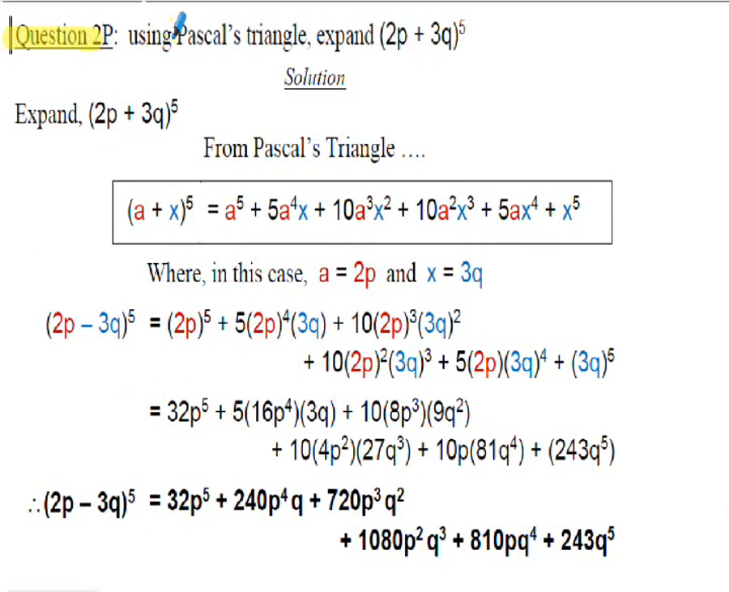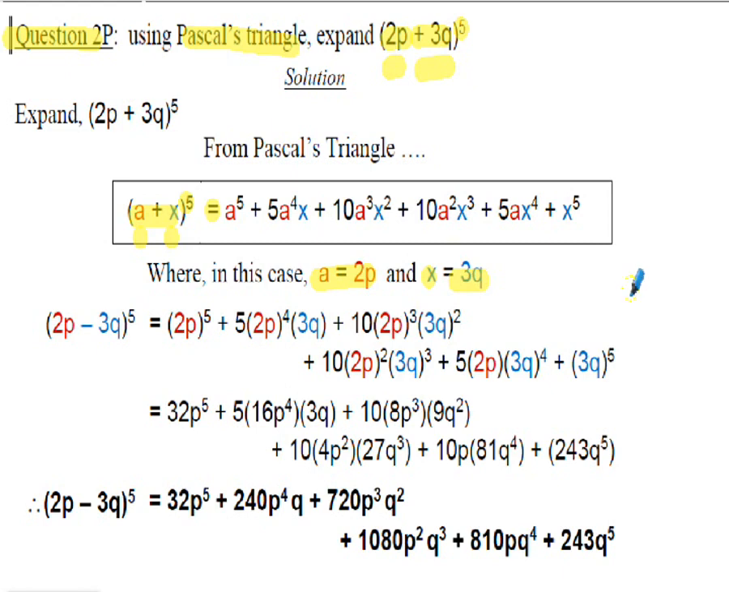Okay, question 2 here, we're going to use Pascal's triangle again to expand 2p plus 3q all raised to the power of 5. We know from previous work that a plus x to the power of 5 gives you expansion on the right hand side here. Now be careful, in our case the a in our generic expression is 2p, so a is equal to 2p in this particular question, and the x in our generic expression is plus 3q, so x is equal to 3q in this particular case. Be very careful you extract the correct values there.